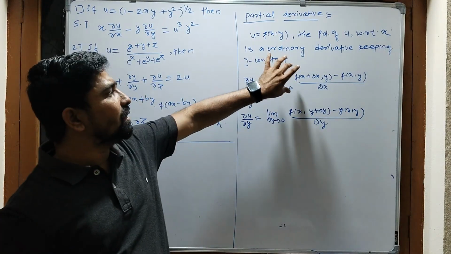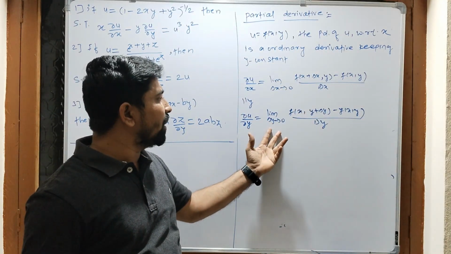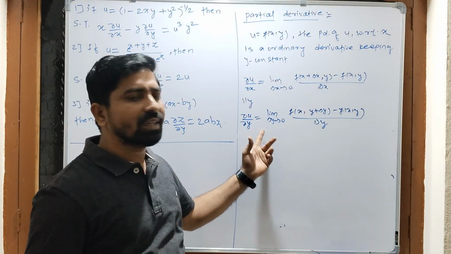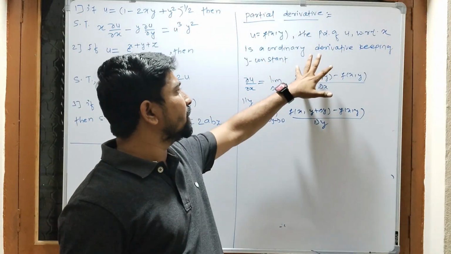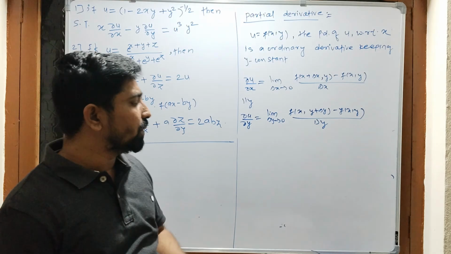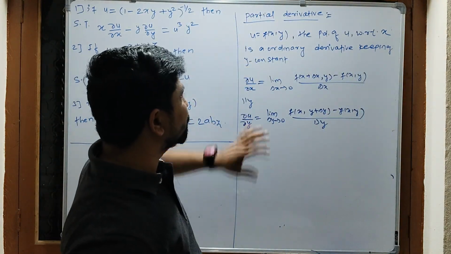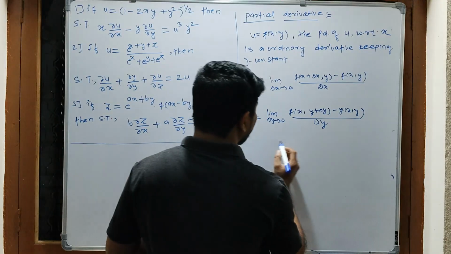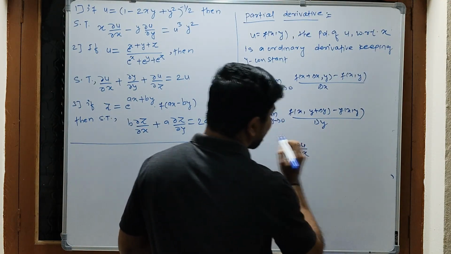So this is the ordinary derivative of u keeping y as a constant, and this is the ordinary derivative of u keeping x as the constant. This is the partial derivative of u with respect to x, and this is the partial derivative of u with respect to y. Now this is my first order partial derivative of u with respect to x.